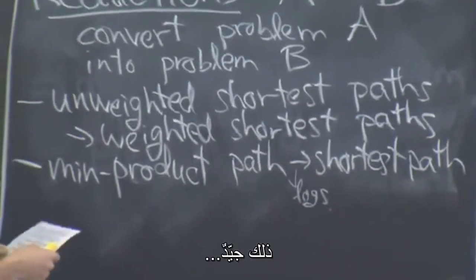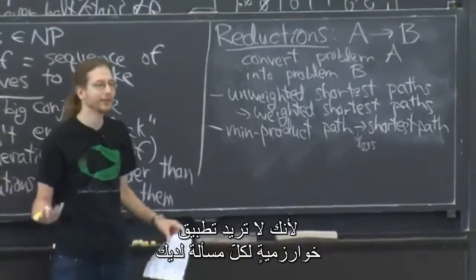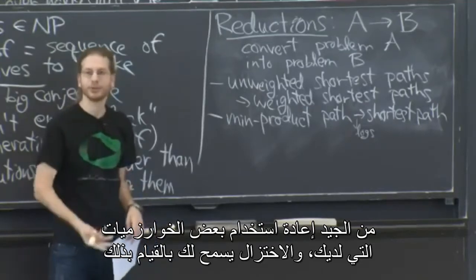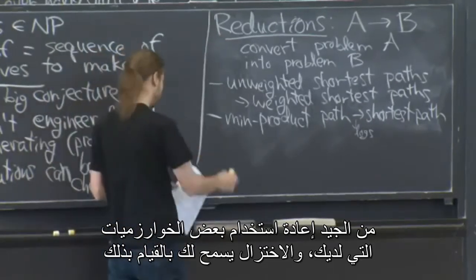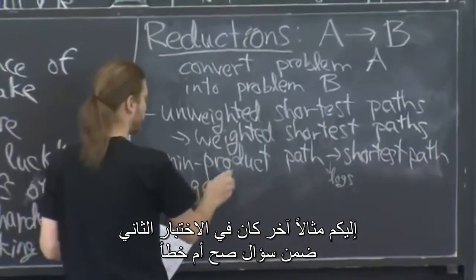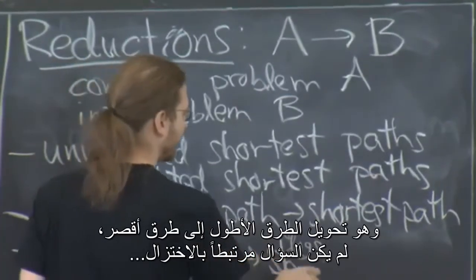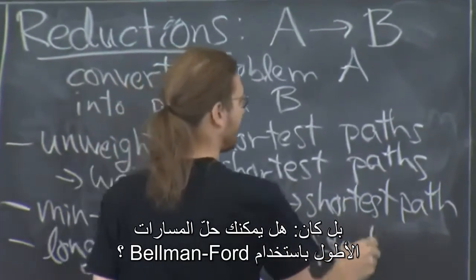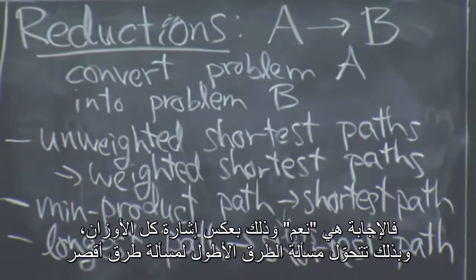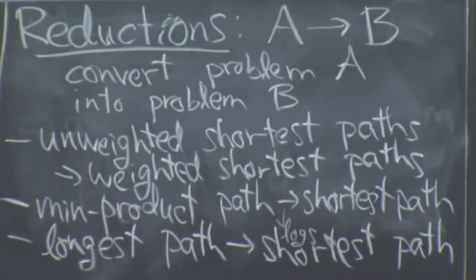So that's nice. This is why reductions are really the most common algorithm design technique, because you don't want to implement an algorithm for every single problem you have. It'd be nice if you could reuse some of those algorithms that you had before. And reductions let you do that. Another one, which was on the quiz, in the true-false, quiz 2, was converting longest path into shortest path. We didn't phrase it as a reduction. It was just, can you solve longest path using Bellman-Ford? And the answer is yes. You just negate all the weights, and that converts a longest path problem into a shortest path problem. Easy.